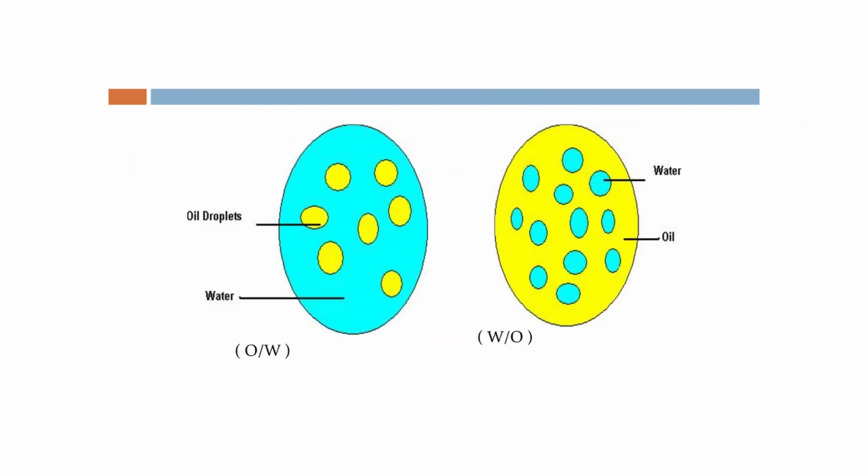Let us now look at a visual representation of the dispersed phases. Here we see two diagrams. On the left, for an O/W emulsion, we see many small oil droplets dispersed throughout a continuous water phase. On the right, for a W/O emulsion, we see many small water droplets dispersed throughout a continuous oil phase.